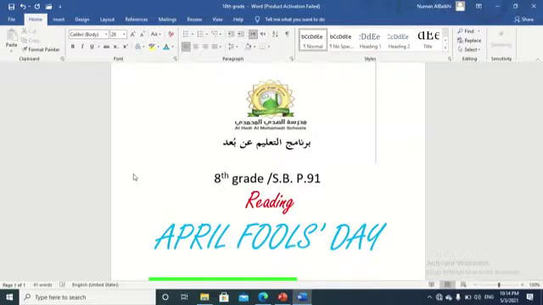Of course, we are still in Unit 8. Today we have a reading lesson. This is Student Book, page 91. It is April Fool's Day.